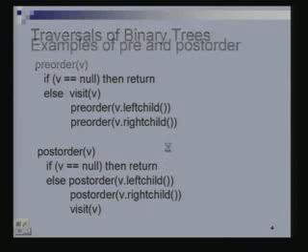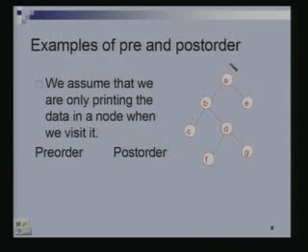Let's see if we have understood this. Let's look at an example. This is my tree. It's a binary tree. I want you to tell me what the pre-order and the post-order traversal of this tree is. What we are doing when we visit a node is that we are just printing out the contents of the node.